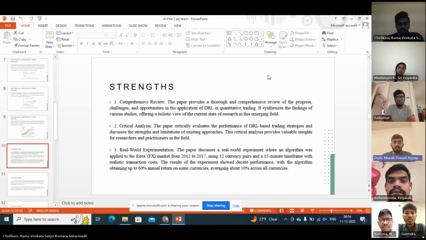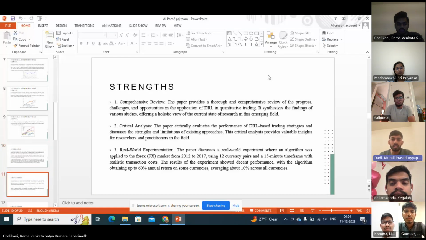The last one is real-world experimentation. The algorithm was applied to the forex market, taking the example of 2012 to 2017, using 12 currency pairs within a 15-minute time frame with realistic transaction costs. The results showed decent performance, with 60% annual returns on some currencies and averaging 10% across all currencies. Go to the next slide.